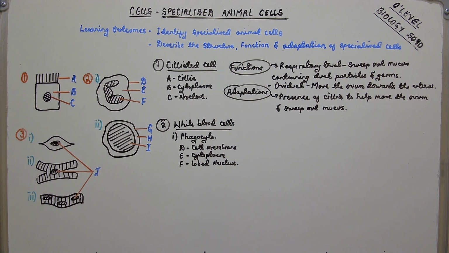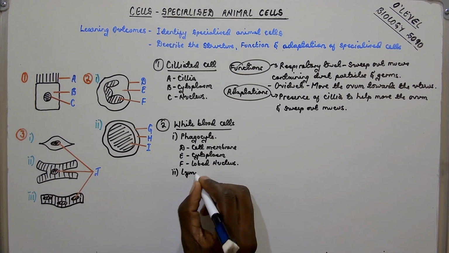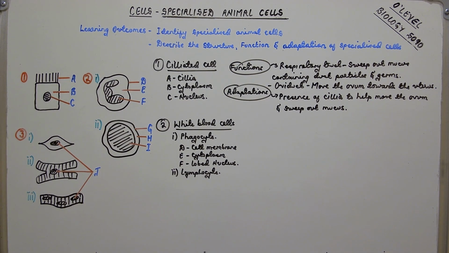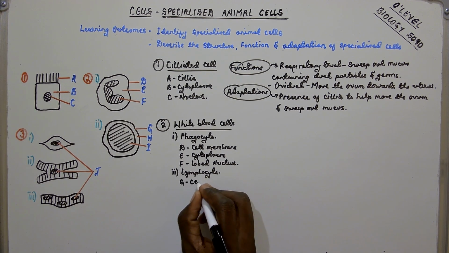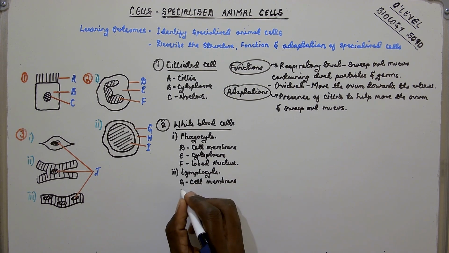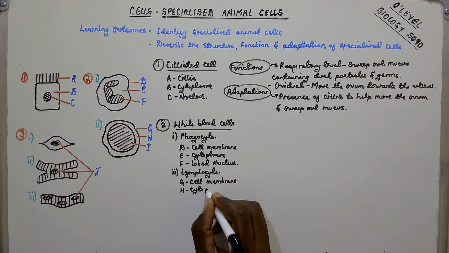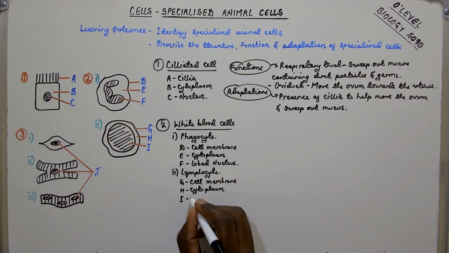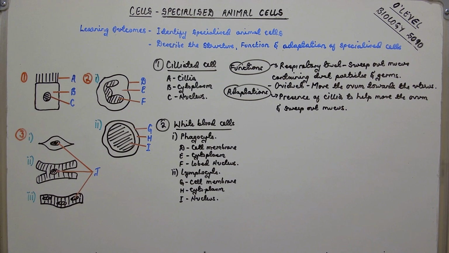That is that. Under Roman numeral 2 is the lymphocyte. Equally, the lymphocyte is a type of white blood cell. Let's label it. G, what is G? Cell membrane. Then what is H? H is the cytoplasm. Then what is I? I is a nucleus. So these are the 2 cells that will be discussed within this particular unit.